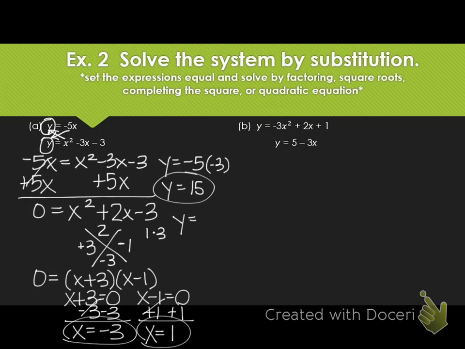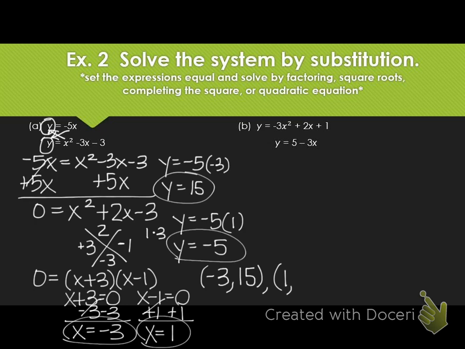The second time through, we're going to do -5 times the other x value, which is 1. So y equals -5. Circle, don't box. Now that leaves us to write our final ordered pairs. So we just have to be careful. The first one, let's start with the x coordinate of -3. What did we get when we plugged a -3 in? 15. Okay, the +15. And then when I plugged the +1 in, what y value did I get? -5. So my two final answers, my 2 points of intersection, are (-3, 15) and (1, -5).